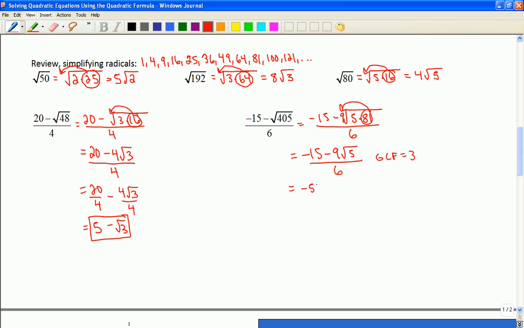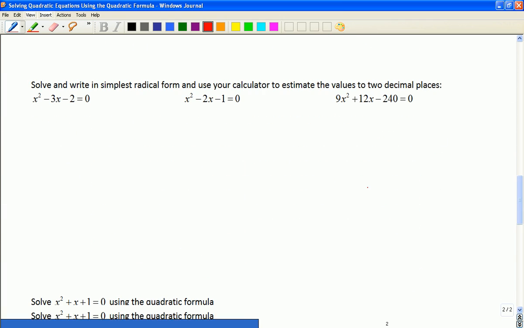So I could think about this as negative 5 times 3 minus 3 times 3 over 3 times 2. And since everyone has 3 as a factor, this would be negative 5 minus 3 root 5 over 2. So now when we solve these in quadratic equations, we're going to try to write them in simplest radical form, and then we'll get our calculator to show us what the values would be as well.